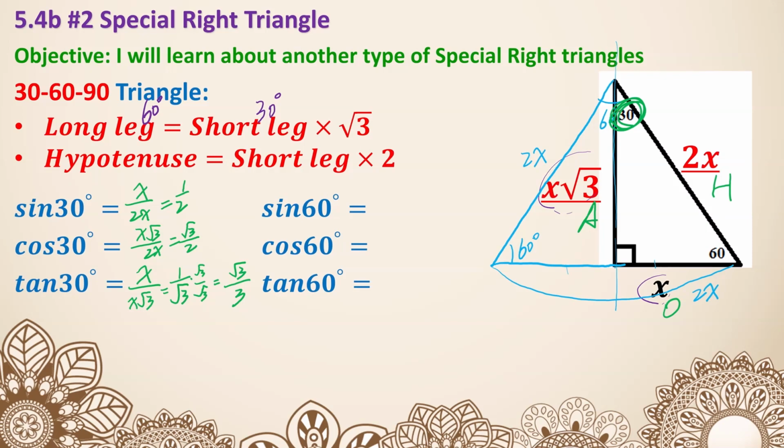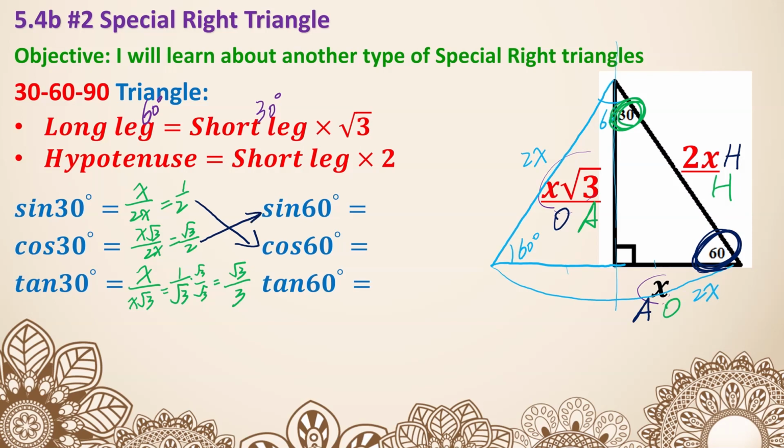Next, we are going to treat our 60 degrees as the angle. And that would make x times square root of 3 the opposite, x the adjacent, and 2x is still the hypotenuse. But also, since 30 and 60 make up a 90 degree, they make up the complementary angles, they should actually share some values. These two should be the same, and these two should be the same.